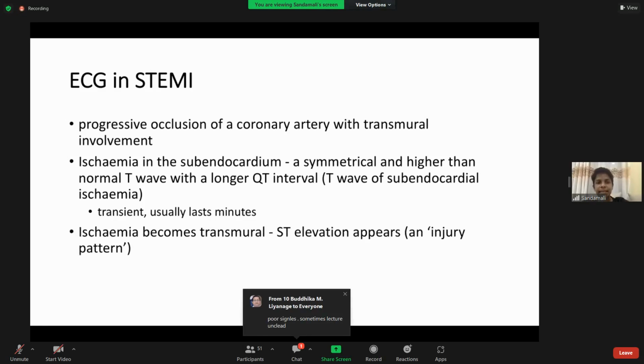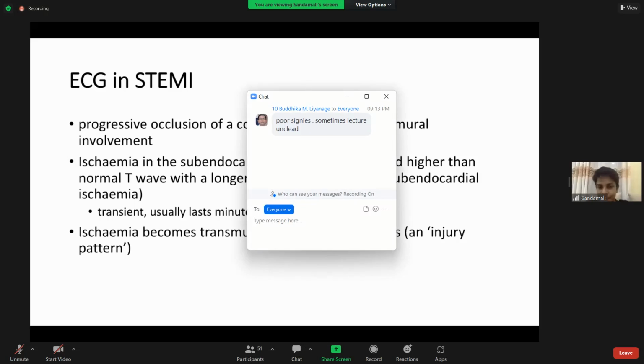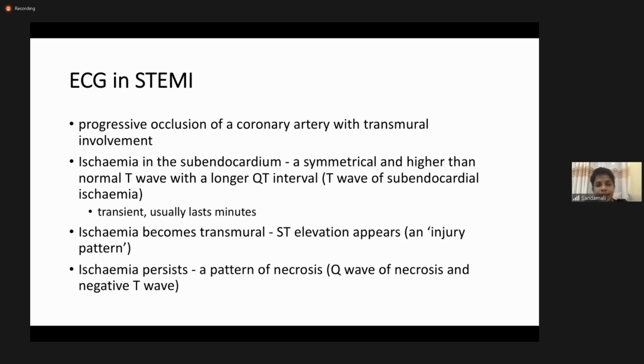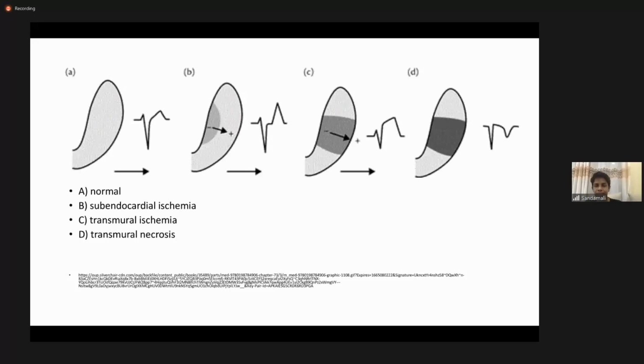And then it develops into transmural ischemia, where the whole thickness of myocardium is involved. Then you get an injury pattern in the ECG, that is ST elevation. And if the ischemia persists for a long time, then myocardium goes into necrosis. Then you get the necrotic pattern in the ECG. You get Q waves of necrosis and negative T waves, T inversions. So this is just a diagram explaining these changes.